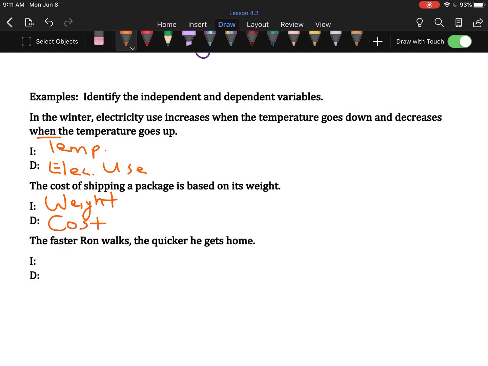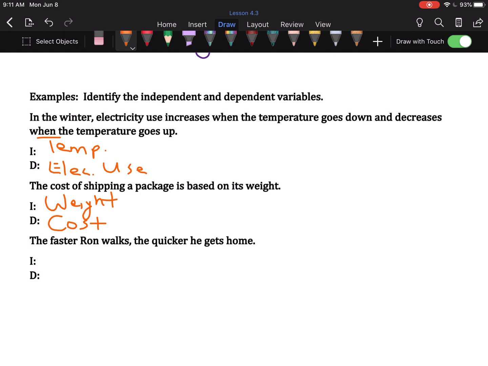Cost is almost always dependent upon something else. And I'm pretty sure I can safely say that in Algebra 1, cost is always dependent on something else. I just want to be cautious about saying it's always true forever and ever because, well, I could be wrong on that. Pretty sure in Algebra 1, I can say it's always dependent.